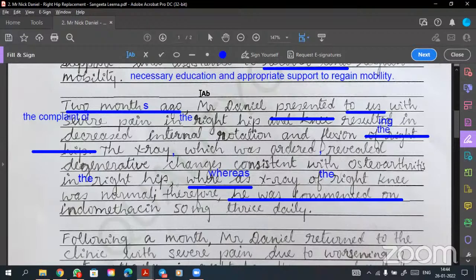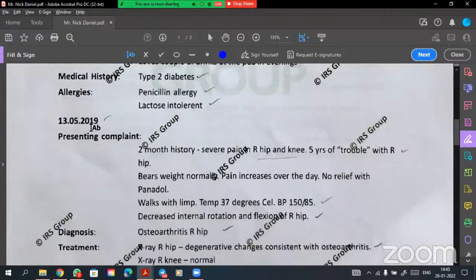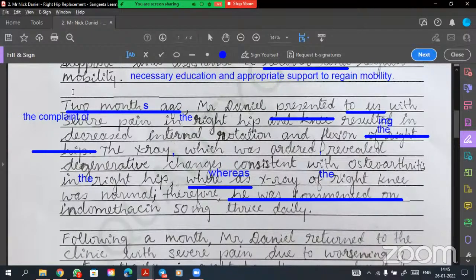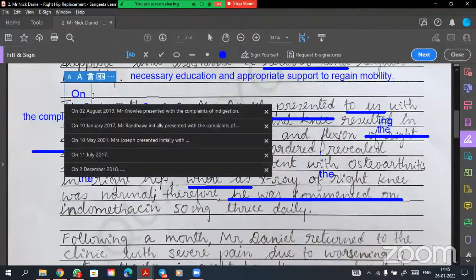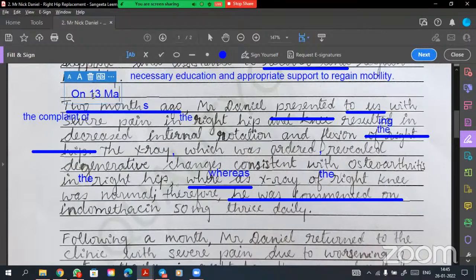Half you are hiding. Something perfect is there with the date and you are blindly saying 2 months ago. 2 months ago means when? When was that? Why are you giving a vague idea when a perfect idea is there? So here it is: 13 May 2019. On 13 May 2019, Mr. Daniel presented with... Now you understand? Yes, this is very perfect.